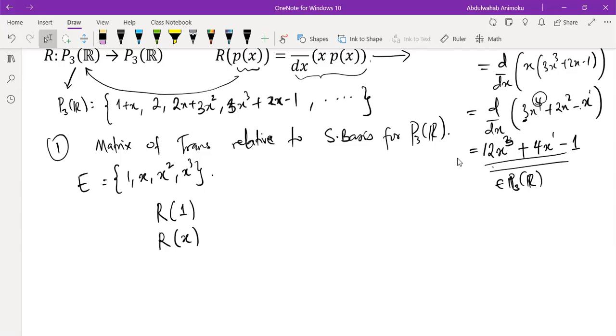In fact, you can watch those videos after this particular one, right? So what we do first is we find the transformation of these vectors in the basis. So R of 1 would just be basically the derivative of x times 1, right? So that's just going to be 1. The derivative, the second one will be the derivative of what?